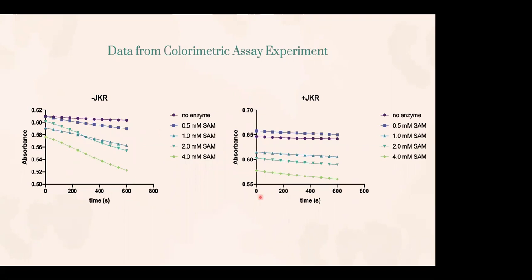So this is some raw data from this enzymatic assay. The way to read this is to think that the steeper the slope, the faster the enzymatic reaction is, or the more product is being pushed out. You can see without JKR, these slopes are really steep, especially with the higher concentration of SAM, the natural substrate. But when we introduce JKR, these slopes level out, meaning that our enzyme has been inhibited and it's not putting out as much product.